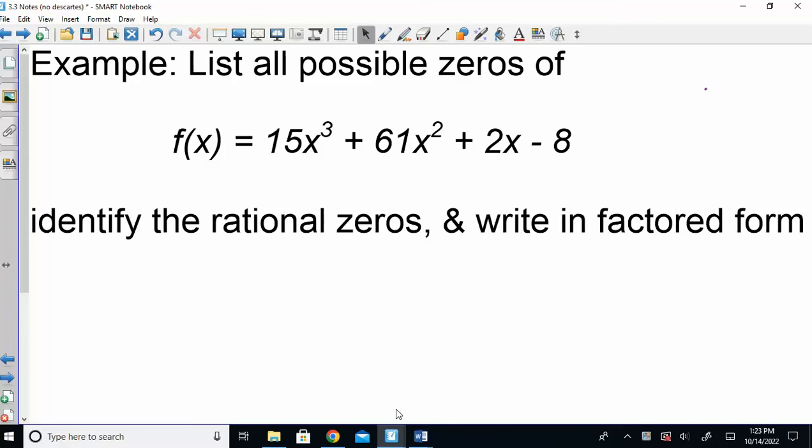Okay, so I will ask you on any of these to actually give all the zeros, so make sure you can make this list. So we start with our P's and Q's. Where do we get the P values? The last one. So what's everything that goes into 8 evenly?